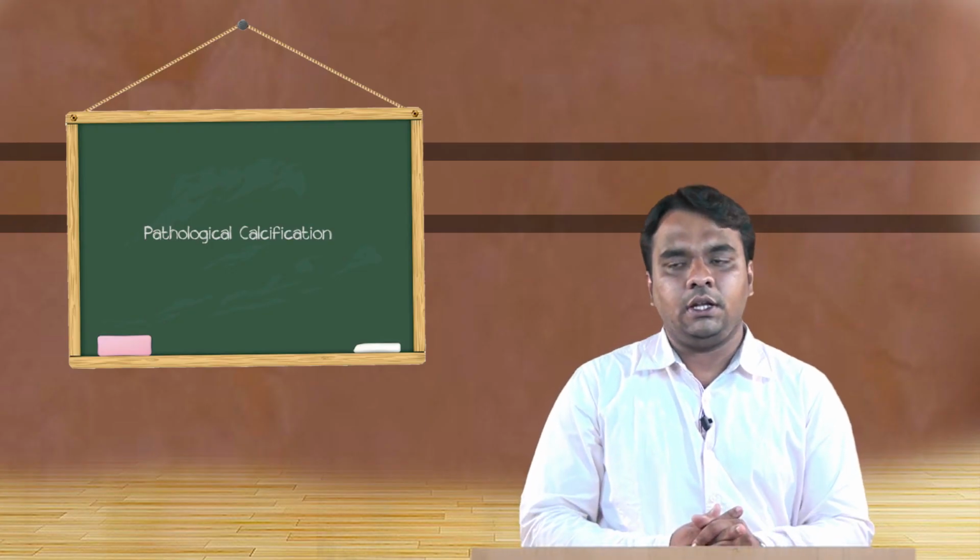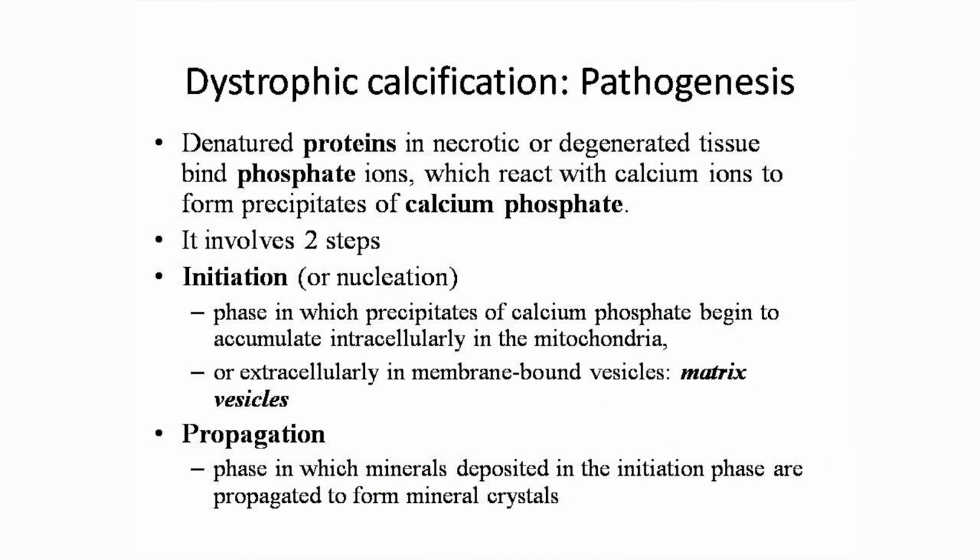Okay. So mainly then we will see regarding the pathogenesis of the dystrophic calcification. So what happens is the denatured proteins bind with the phosphate ions, which react with calcium ions to form a precipitate of calcium phosphate.